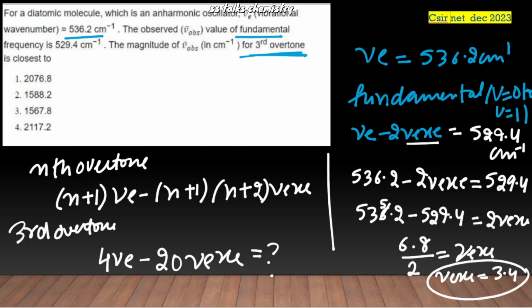Now you have omega_e and omega_e x_e, and you know the formula for the third overtone, just substitute in this.